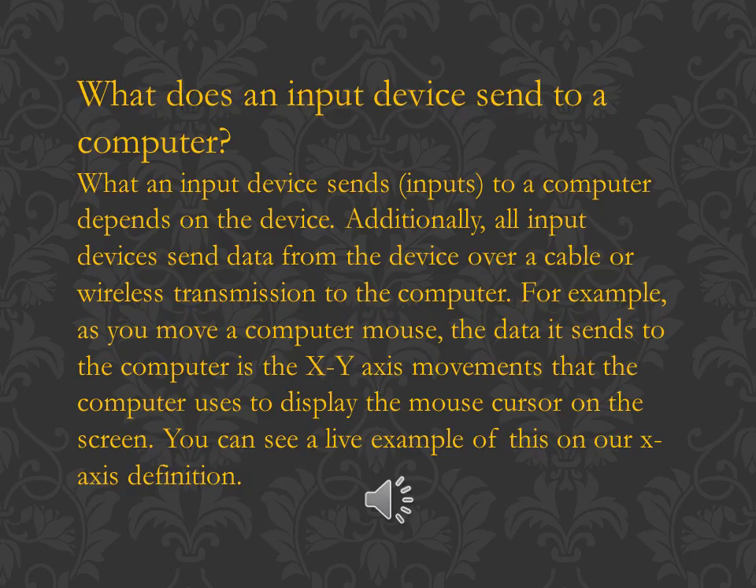So, the question arises, what does an input device send to a computer? What an input device sends to a computer depends completely on the device. Additionally, all input devices send data from the device over a cable or wireless transmission to the computer. For example, as you move a computer mouse, the data it sends to the computer is the XY axis movements that the computer uses to display the mouse cursor on the screen. You can see a live example of this on X-axis definition.